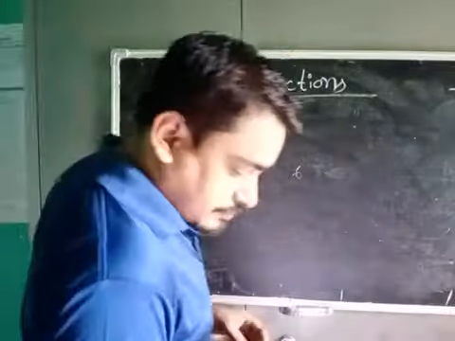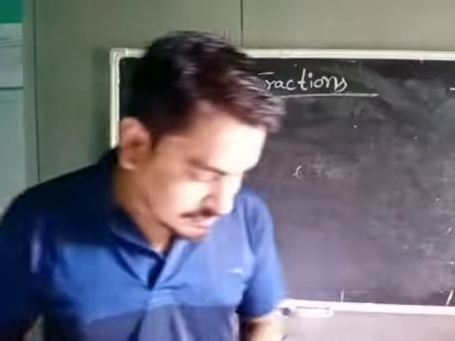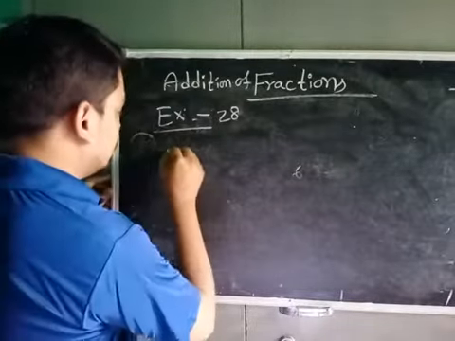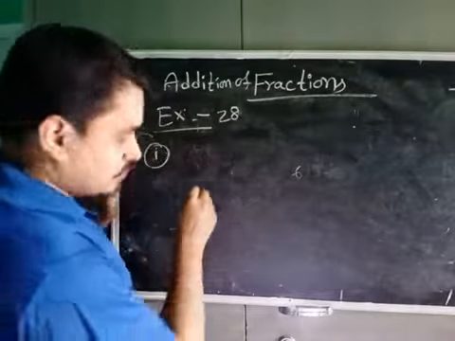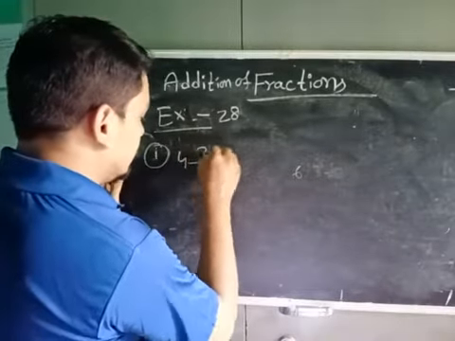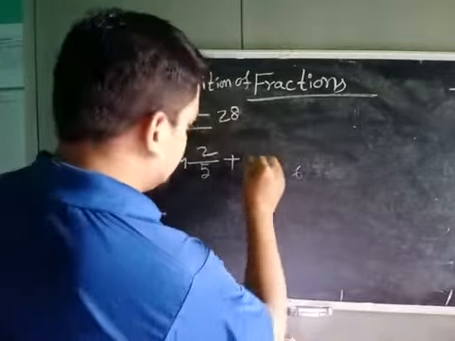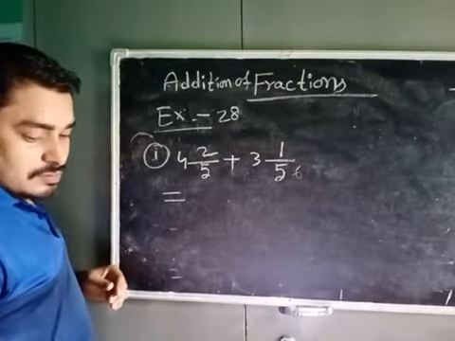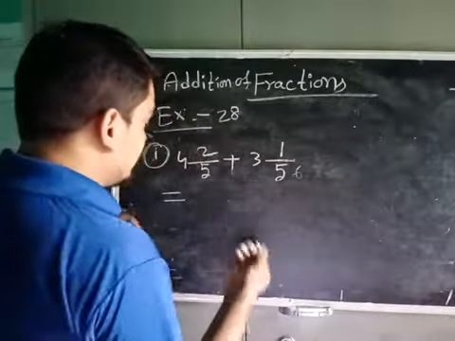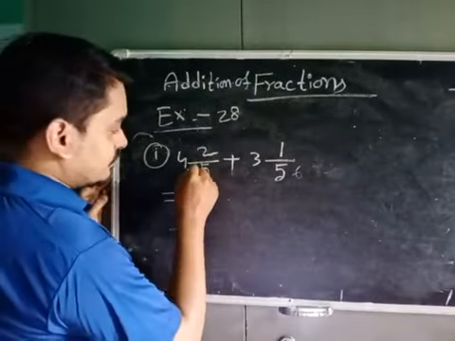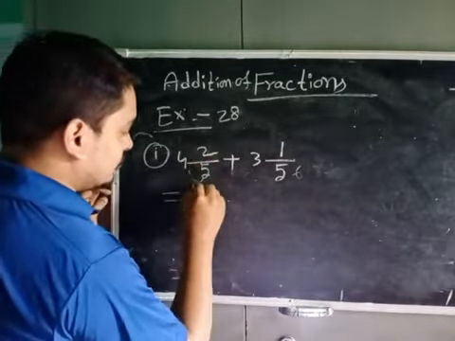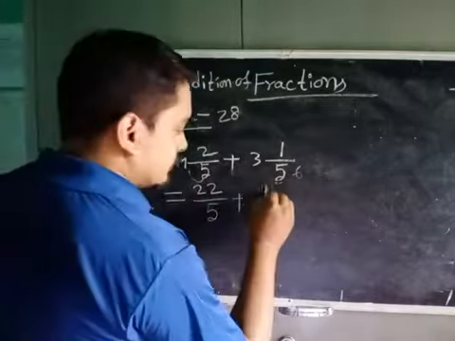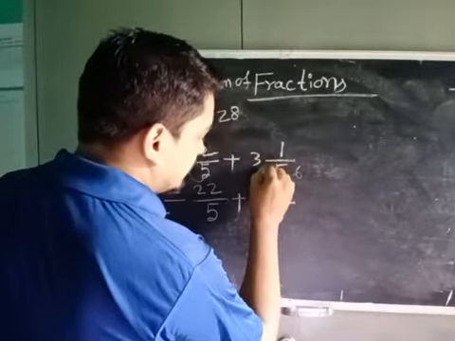This is the same as we just did in exercise 27. So here we have only mixed fractions. If we take the first one, we have 4 and 2 by 5 plus 3 and 1 by 5. So at first we have to convert them into improper fractions, because mixed fractions are there. So 5 fours are 20 plus 2, 22. So 22 by 5 here we have, plus here 16, because 3 5s are 15, plus 1 equals 16.